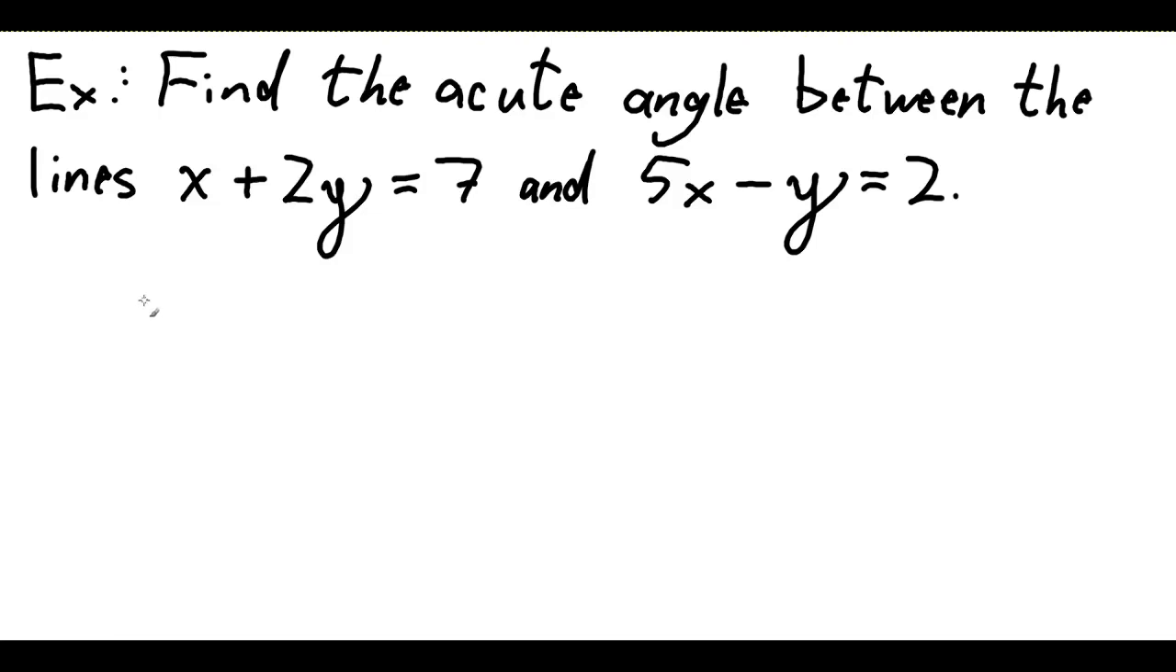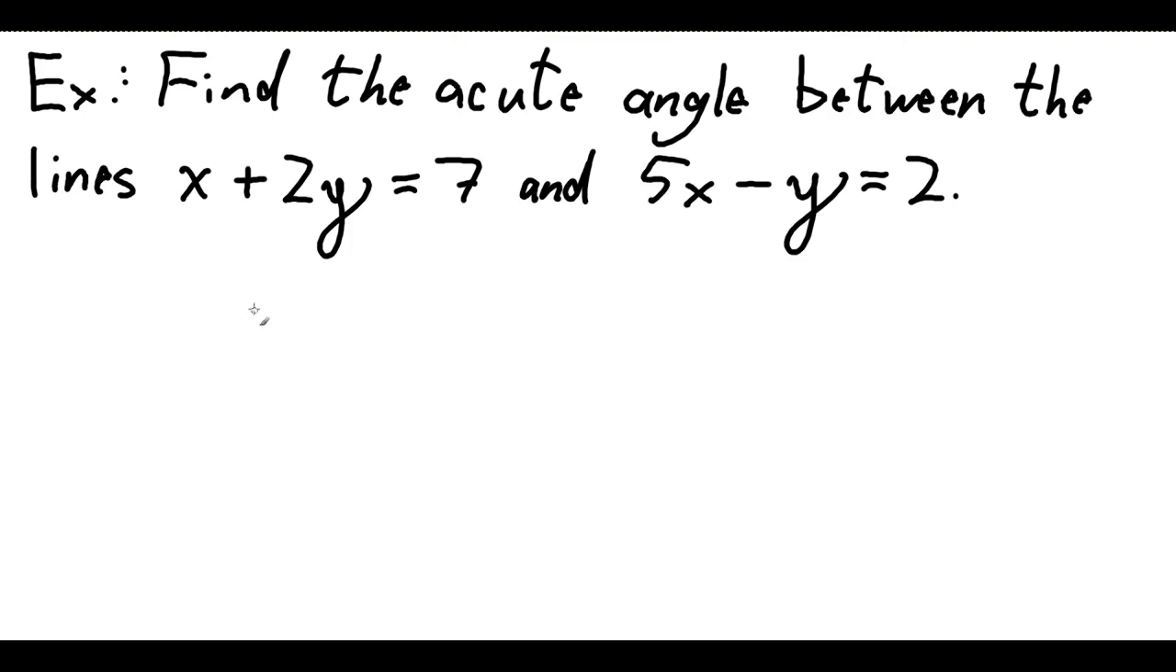Let's look at an example here where we are asked to find the acute angle between the lines x plus 2y equals 7 and 5x minus y equals 2. We only have two variables, x and y, and these are described as lines. This means we're working only in R2, the xy plane. We will see later in this chapter how to describe lines in R3, the three-dimensional space. They're a little bit more complicated.